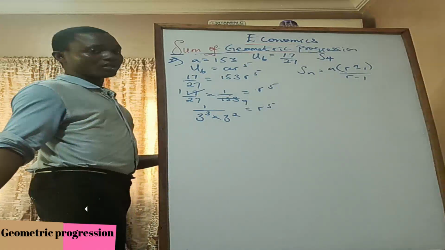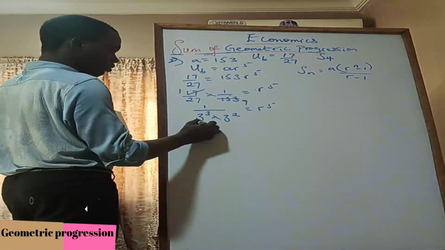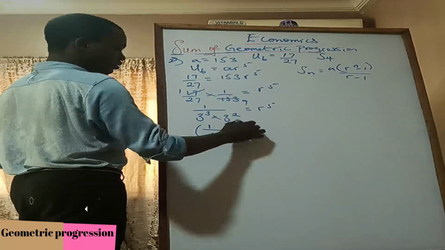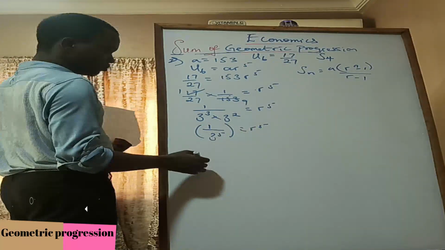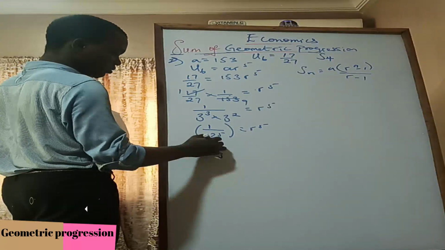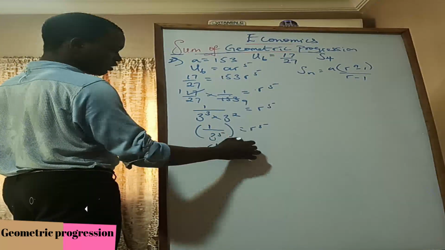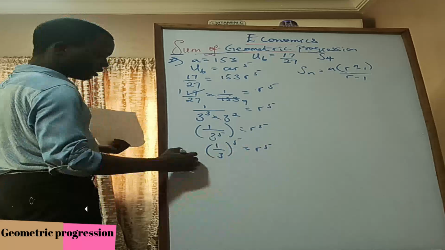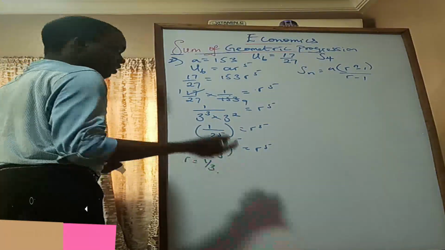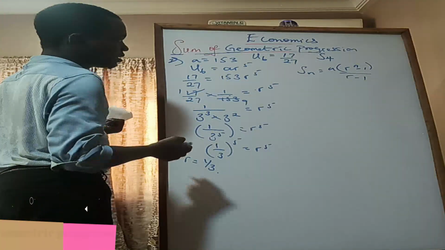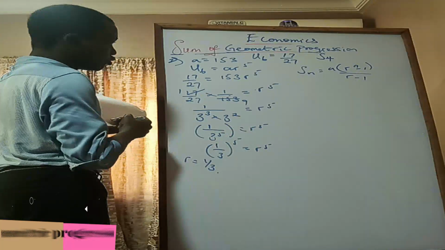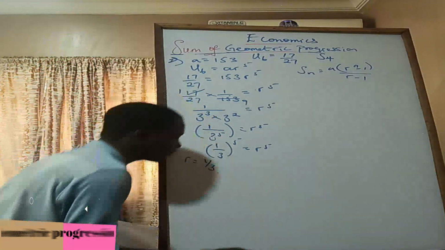So you can see we are just making the thing easier for ourselves. So 1 over 3 raised power 5 equals r^5. So from here, our r equals 1 over 3. So now that we've gotten our r, we can now go and look for the first 4 terms. We know our first term, we know our common ratio. N is definitely going to be 4.